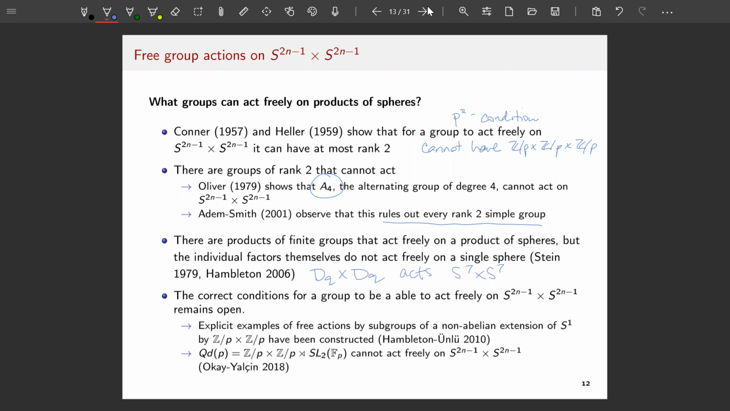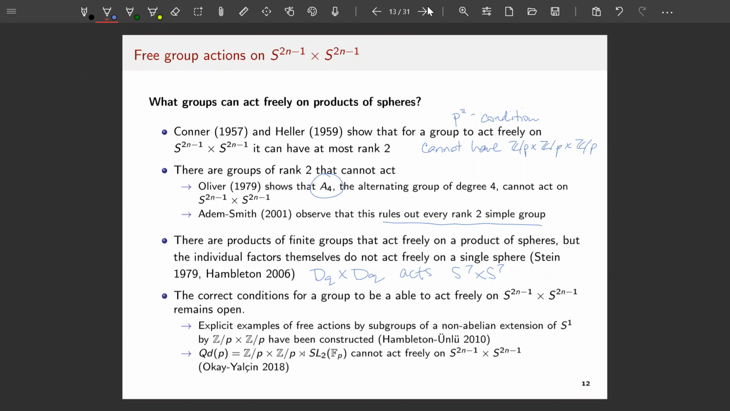You can do, for example, free actions by subgroups of non-abelian extensions of S^1 by Z_p cross Z_p. Those examples have been constructed, but on the other hand, QD_p cannot act freely. So there's this question of where you can draw the line. What can act and what cannot act? So lots going on there.